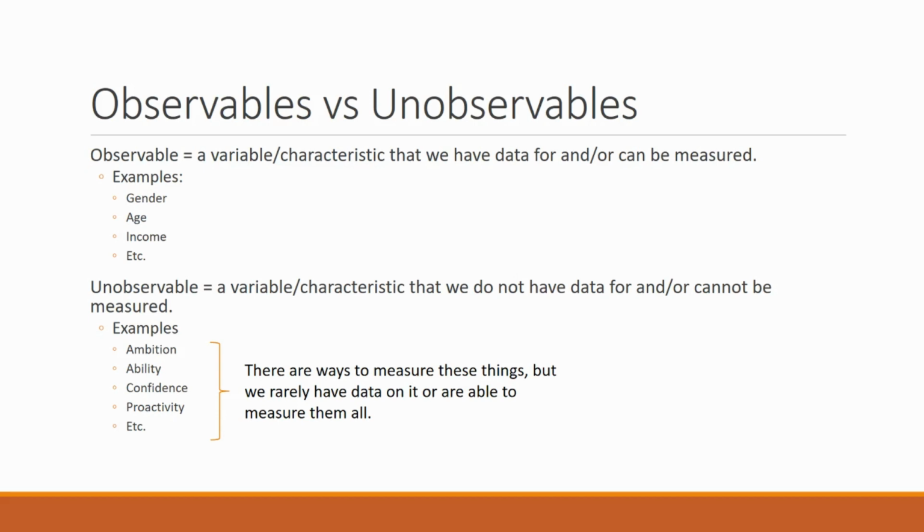Okay, so that's just distinguishing between observables and unobservables. All right, this will become more important later in this lecture. I'm going to make it clear why it matters to distinguish between variables that are observable and unobservable. Okay, this will be important today.